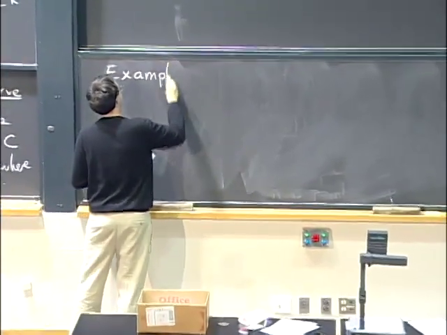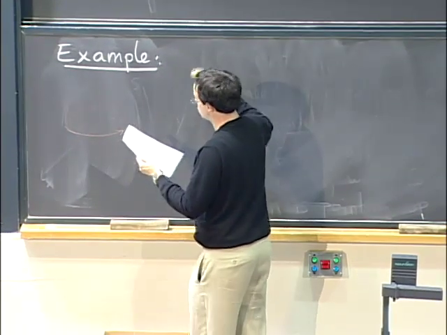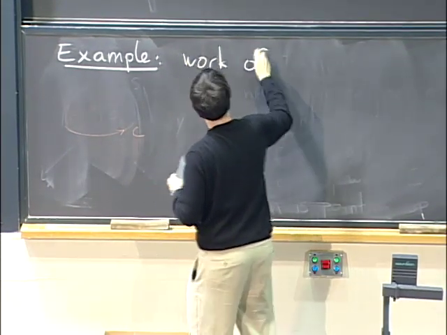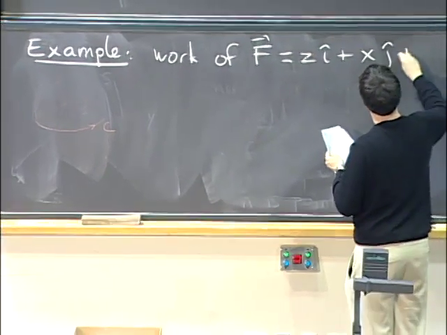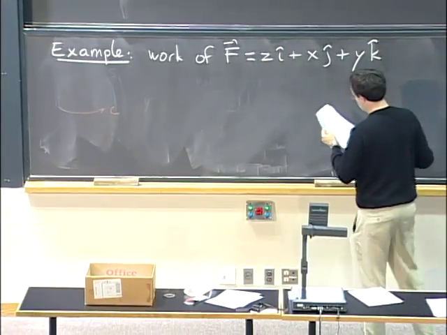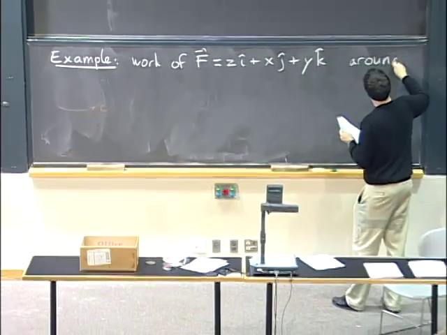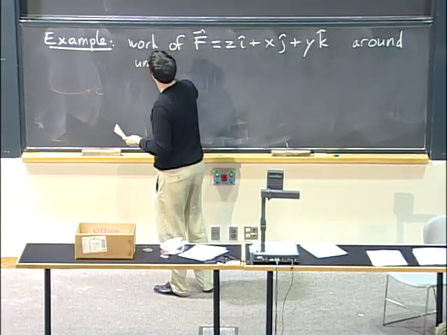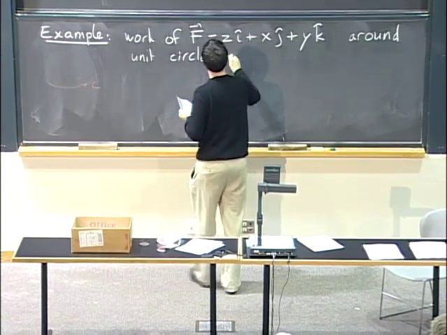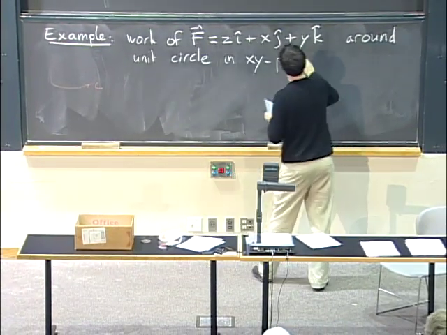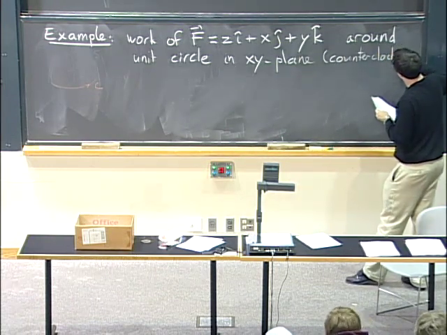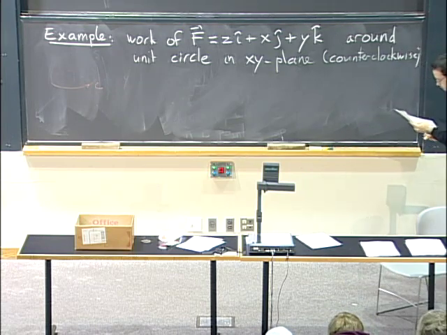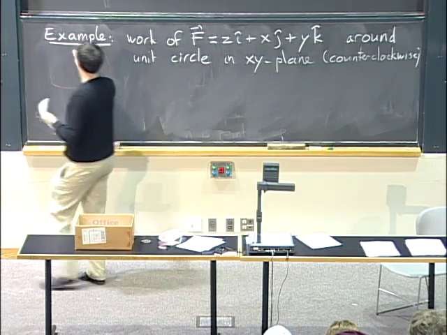Okay, so let's do an example. Let's try to find the work of a vector field zi plus xj plus yk around the unit circle in the xy plane, counterclockwise. So the picture is conveniently already there.